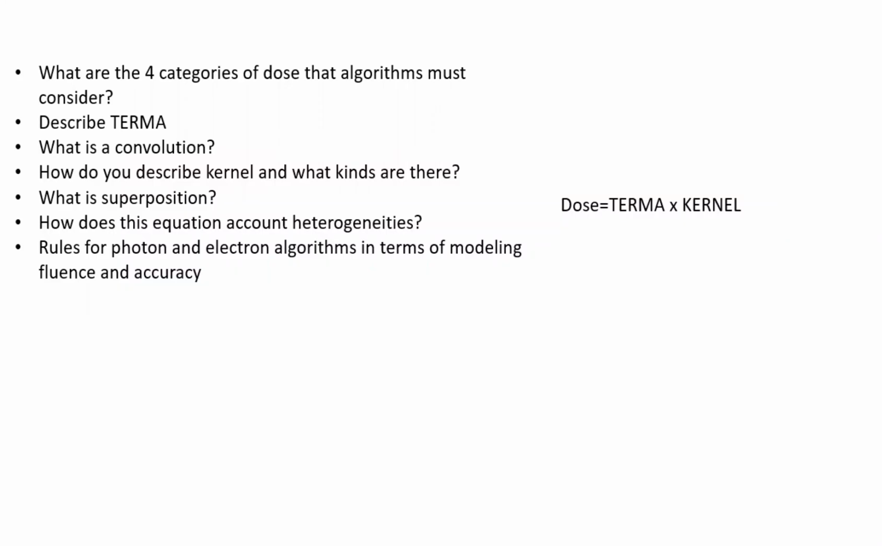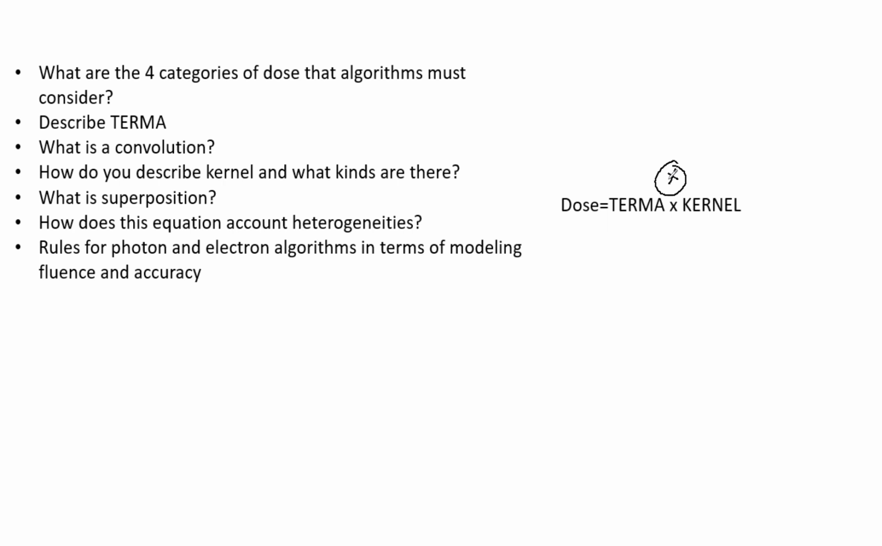So say you're taking your part three exam and you get a question similar to this, where you see that dose, and I think it's important also to notice here that this X is signified by this. What are the four categories of dose that algorithms must consider? Describe terma. What is a convolution? How do you describe kernel and what kinds are there? What is superposition? How does this equation account for heterogeneities? What are the rules for photon and electron algorithms in terms of modeling fluence and accuracy?